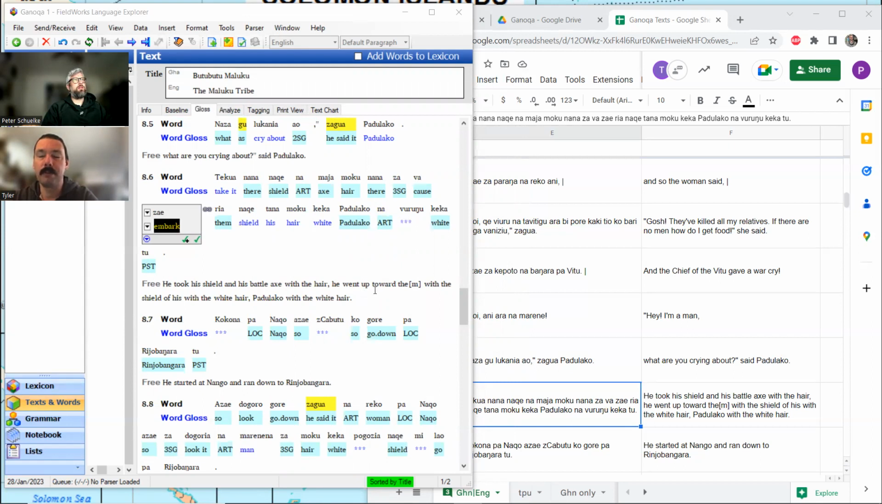What do you think? I'm wondering if there's a difference between animal hair and human hair. And Moku could be animal hair and Vurumu could be human hair. What a great idea. It's an idea.